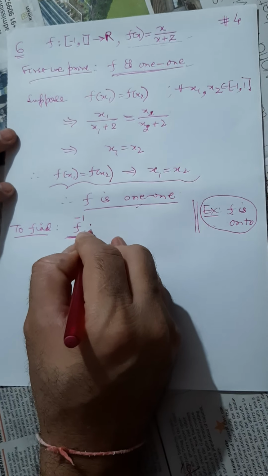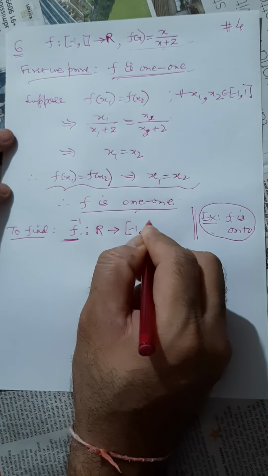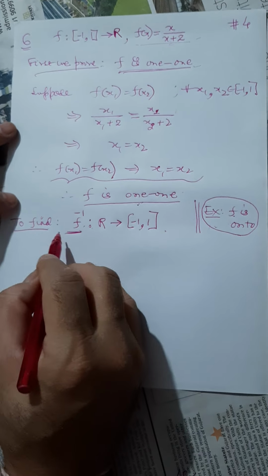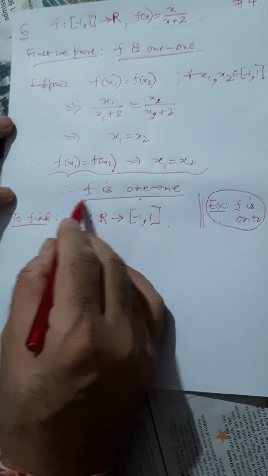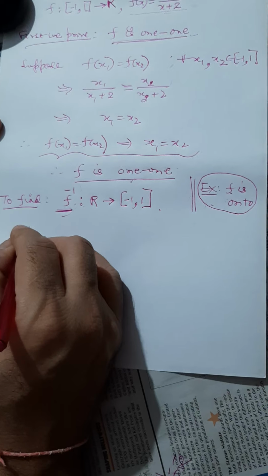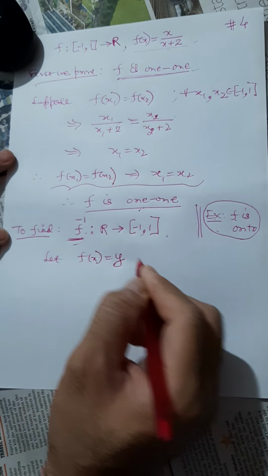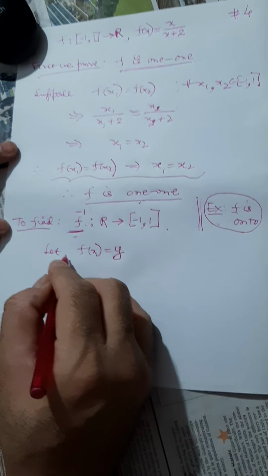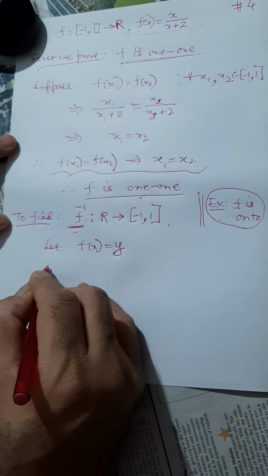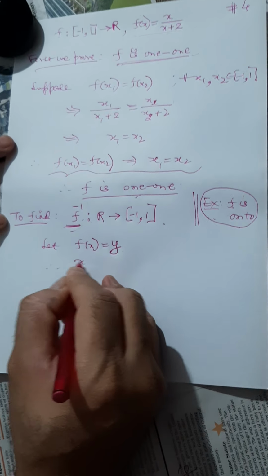So it will be a function from B to A, so R to the closed interval minus 1 to 1. Now this is a very standard method to get the formula for the inverse. The method is the same as we used for onto-ness. You assume the function equals y. This is the same as what we were doing for an onto function. f(x) equals y. Now put the formula for f(x).